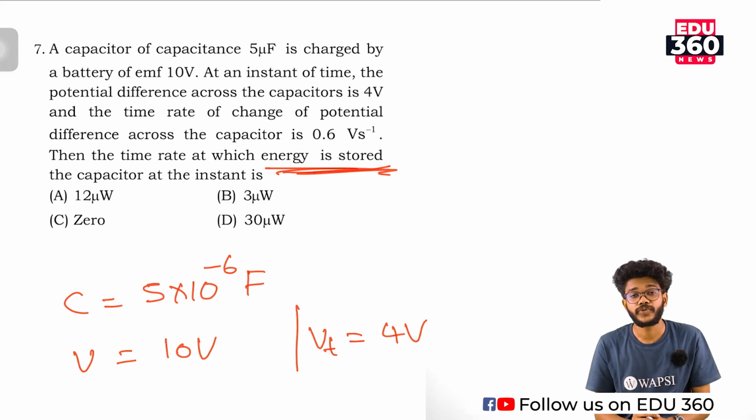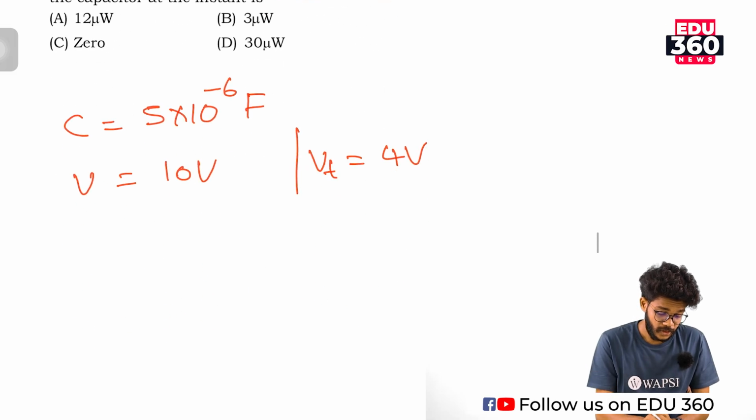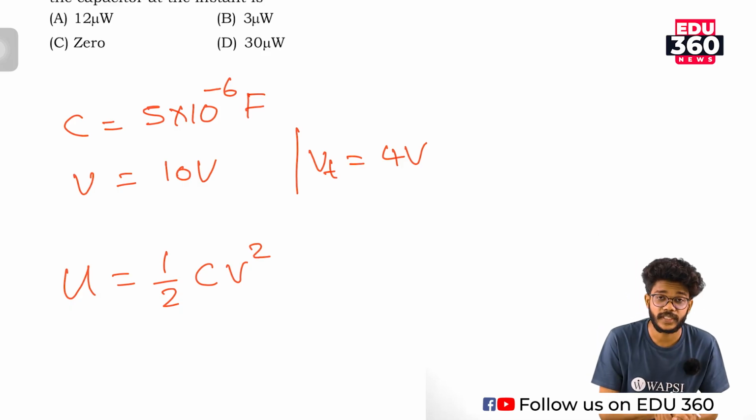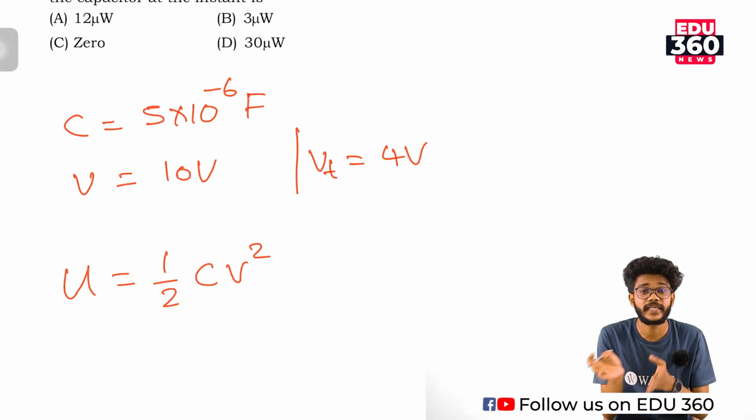So we want to know the energy equation for energy inside a capacitor. Energy U is equal to half CV square. Here the C is constant and they have already given that the voltage is changing with respect to time. So we want to differentiate the energy.